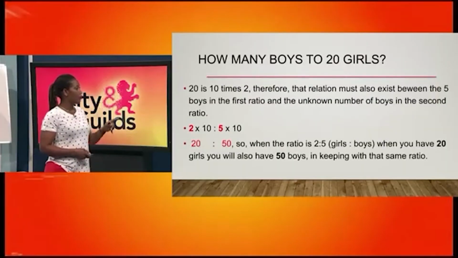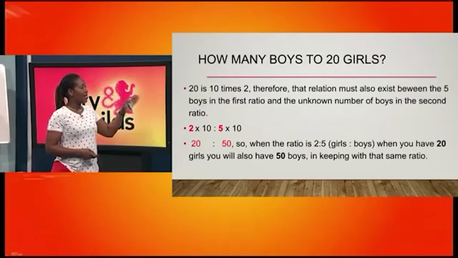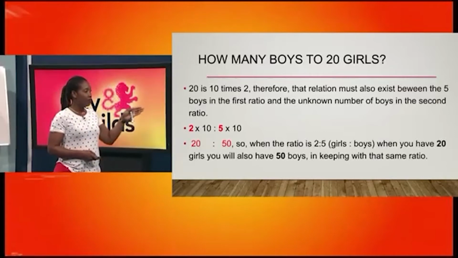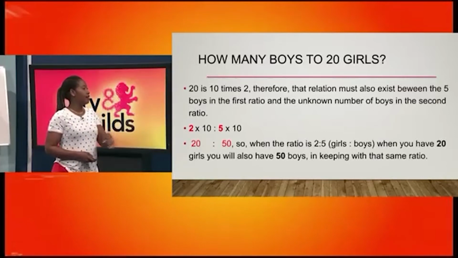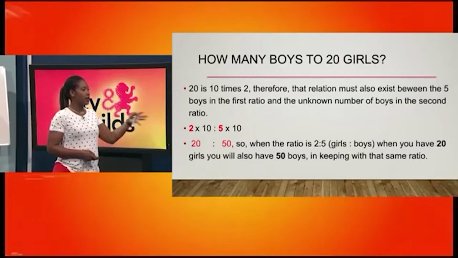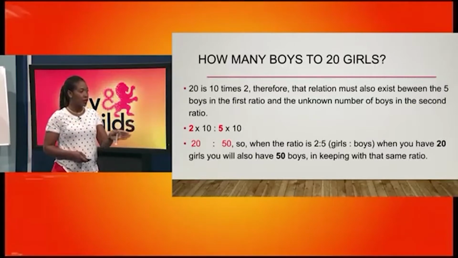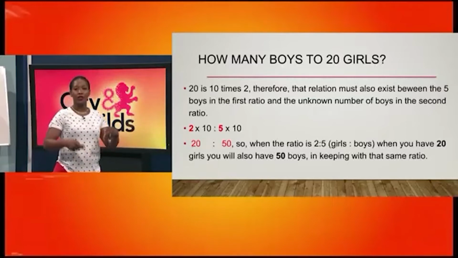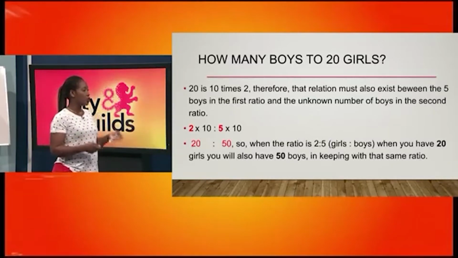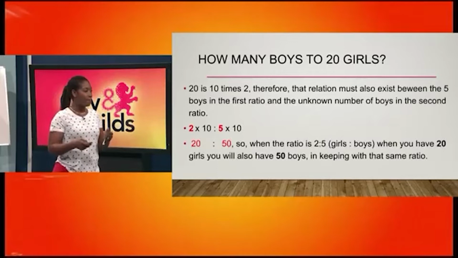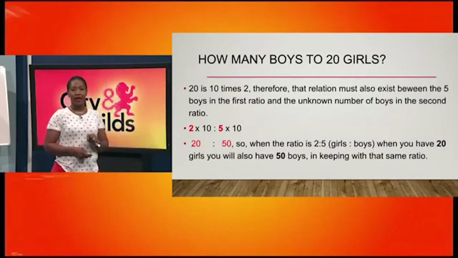So here we go. 2 multiplied by 10 gives me 20. 5 boys multiplied by 10 gives me 50 boys. So that means keeping the ratio 2 to 5, girls to boys, when you have 20 girls, you should have 50 boys in keeping with that very same ratio.